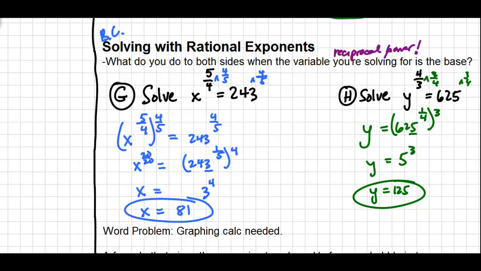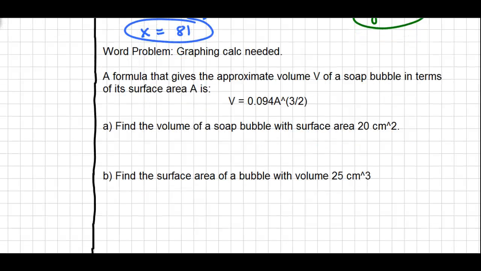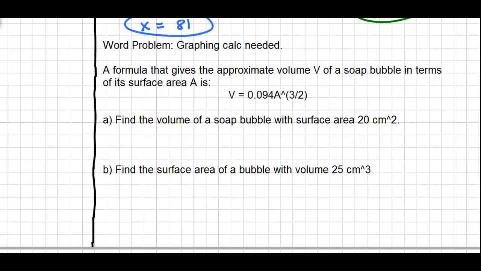The last thing students need to know is our last example here. You will run into some word problems. Typically for those, you're going to be using a graphing calculator. Read the word problem first and then answer the questions. A formula that gives the approximate volume V of a soap bubble in terms of its surface area is the formula V equals 0.094 A to the 3/2 power.